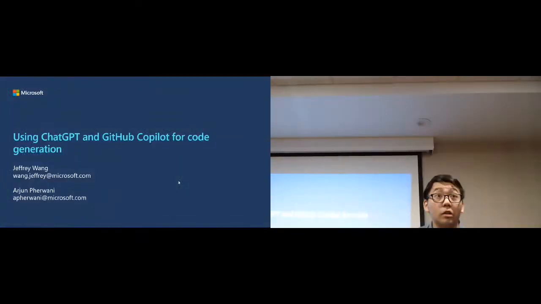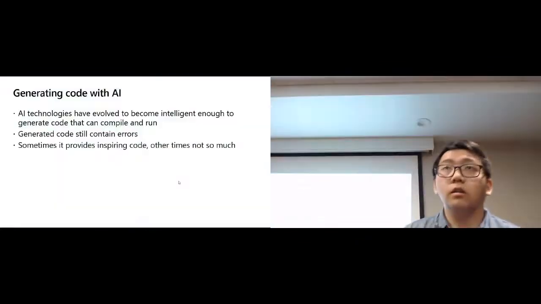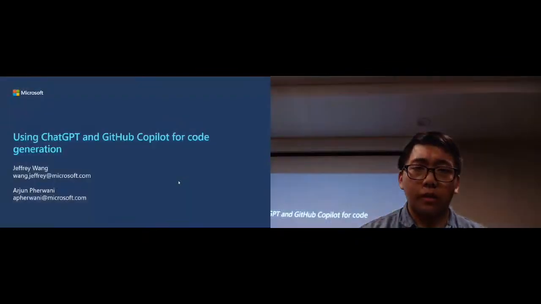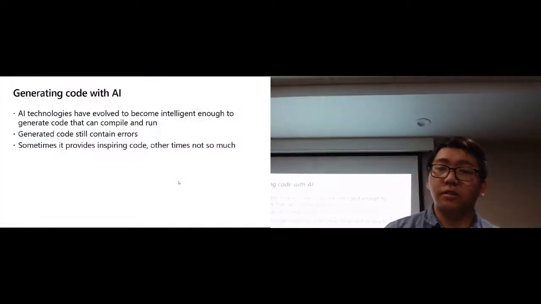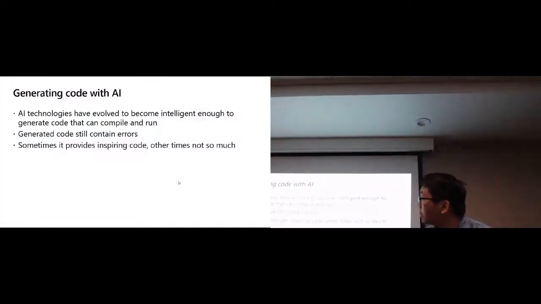I'm going to talk a little bit about how you can use ChatGPT and GitHub Copilot to automatically generate code with AI. Whoa, why is it going automatically? That's weird. I did not do that on purpose. So, generating code with AI.